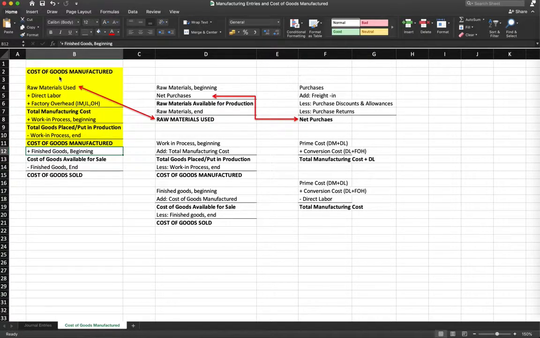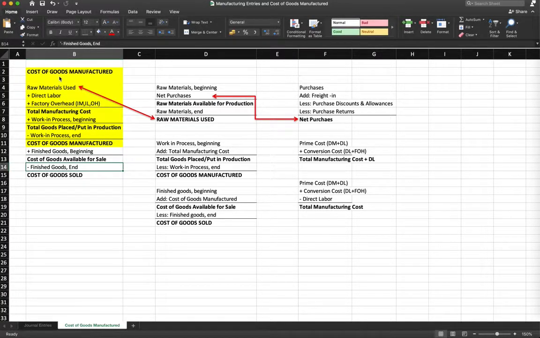Plus finished goods beginning, yan yung mga goods na natapos last period at hindi na-ibenta last period, so may mga natira, yan yung finished goods beginning. So, pag pinagsama mo yung mga nagawa during the period, cost of goods manufactured, the goods which are manufactured during the period, plus the finished goods or the goods at the beginning, yun yung mga pwede mong ibenta sa customers. That is your cost of goods available for sale.